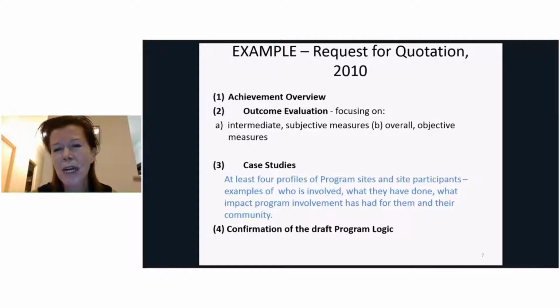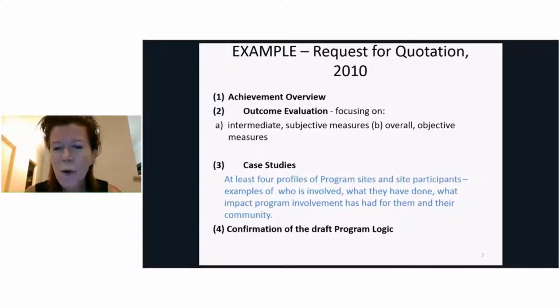This was an evaluation of a very large statewide program about Aboriginal people and social and emotional well-being, and giving them more of a role in governance and leadership within the community, but within politics more broadly, so within our system of politics. So a very, very important piece of work. In the RFQ, or request for quotation, this was the summary of the 4 major components they were interested in. They wanted an achievement overview, an outcome evaluation, and then, as I've highlighted, they wanted case studies.